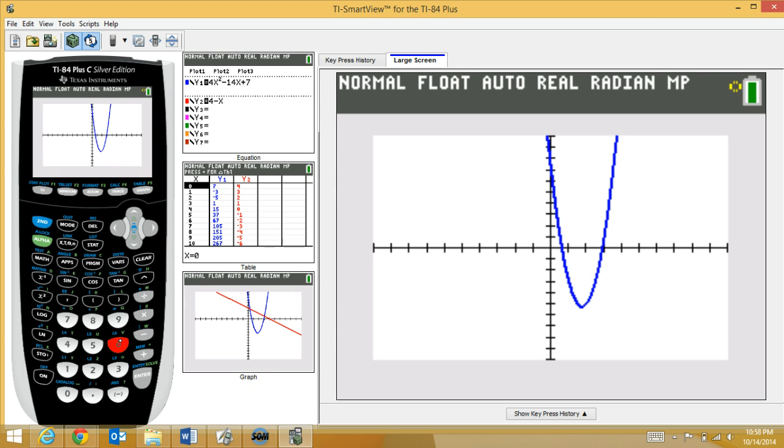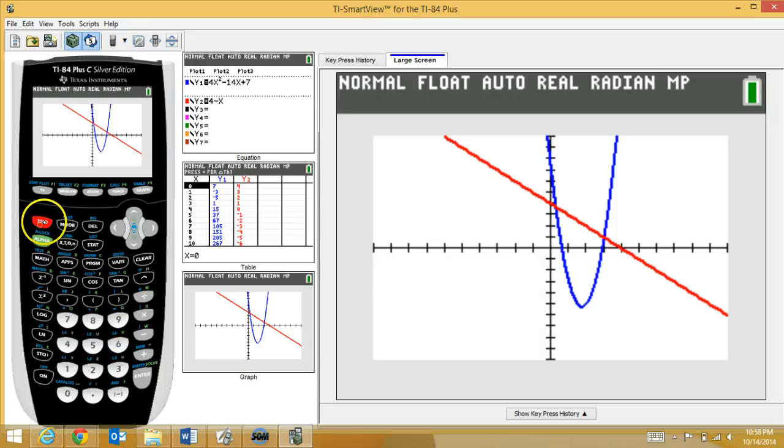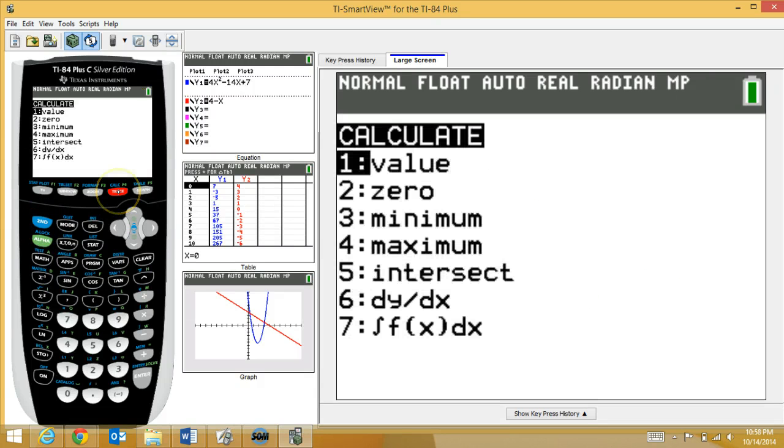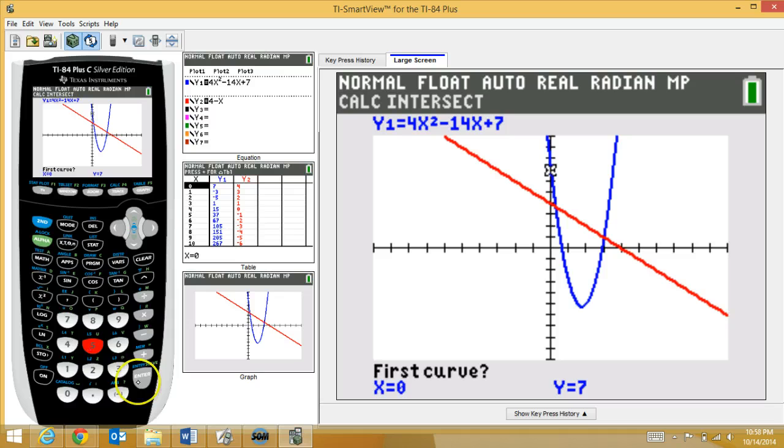So there's the first parabola, and there's the line 4 minus x. Okay, so I can see 2 intersections, so we're good there. So then we're going to calculate those. So we're going to calculate second trace, intersection, and first curve, yes. Second curve, yes. Sure, that's my guess. So the first intersection is at x equals 0.25. So one solution to this is the fraction 1/4 or 0.25.